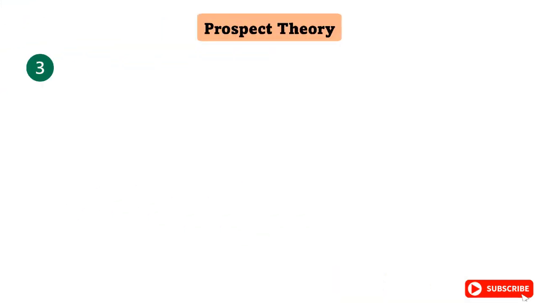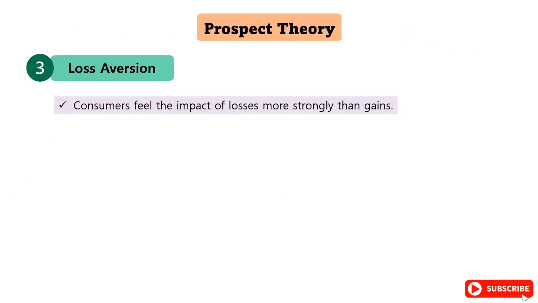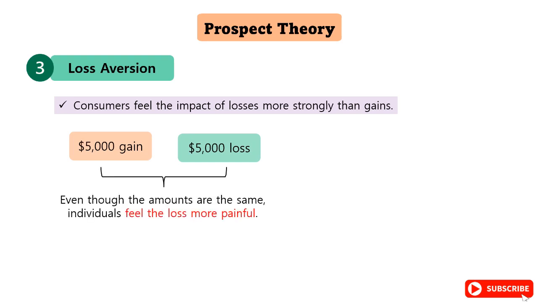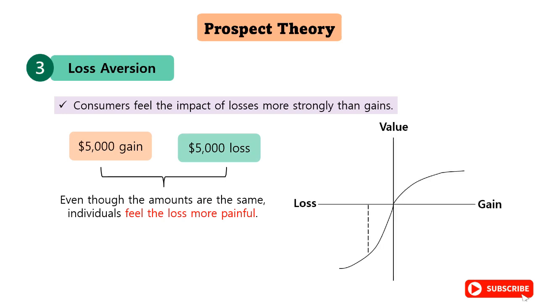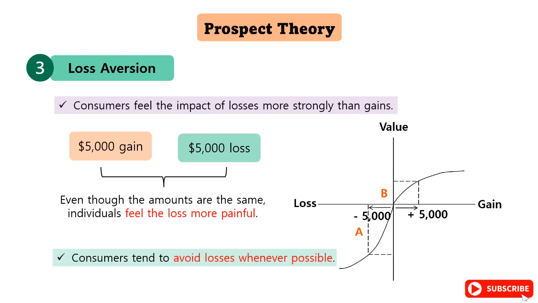Lastly, let me explain loss aversion. Loss aversion is a theory in which consumers feel the impact of losses more strongly than gains. For example, when comparing a $5,000 gain to a $5,000 loss, even though the amounts are the same, individuals feel the loss more painful. In the graph, when experiencing a $5,000 loss, the value decrease is larger, compared to the value increase when experiencing a $5,000 gain.